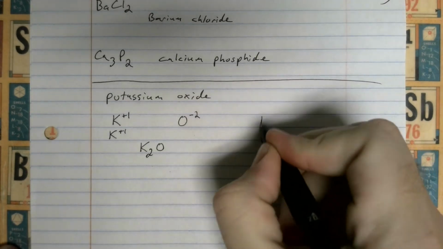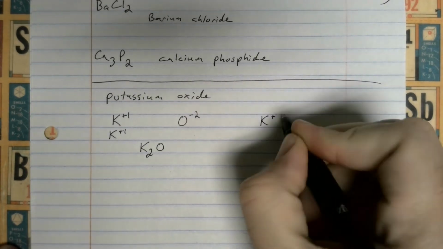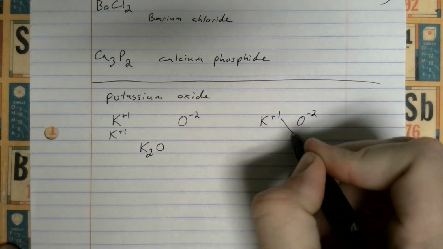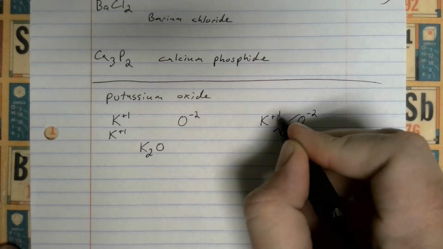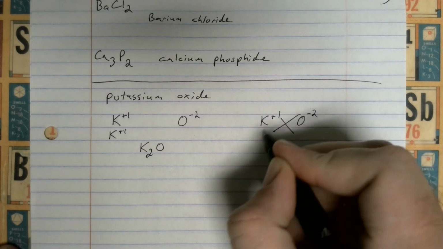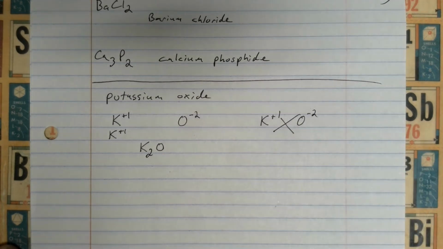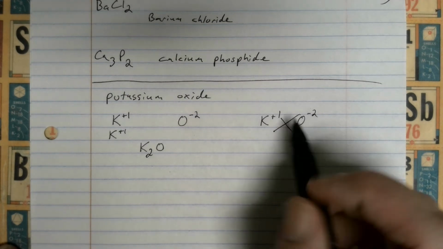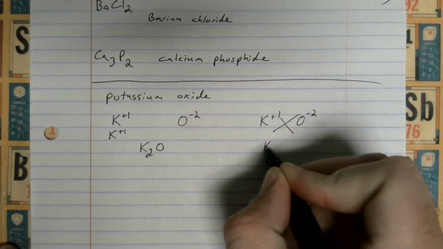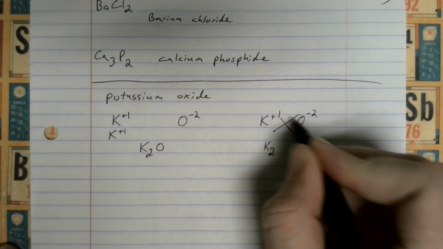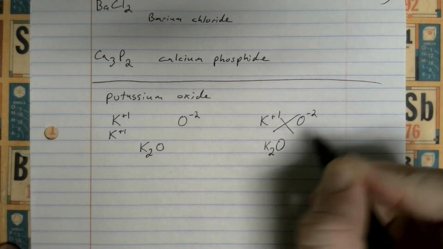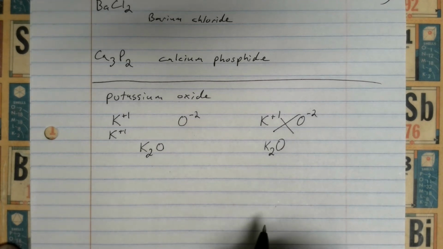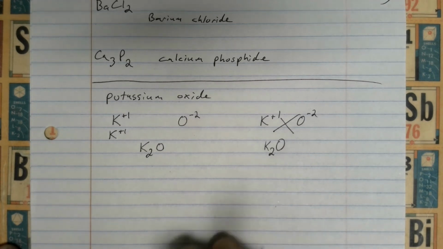The other way to do it is if I have K plus 1 and O minus 2, I do what we call swap and drop. So we swap the charges or the numbers over and then drop them to the bottom because they become subscripts. So this 2 from oxygen comes over to the K, and the 1 from the K comes over to the oxygen. You drop the charges, it becomes K2O. So let's try another one.